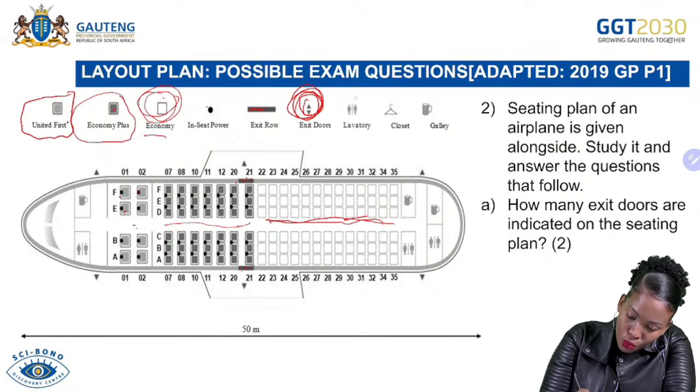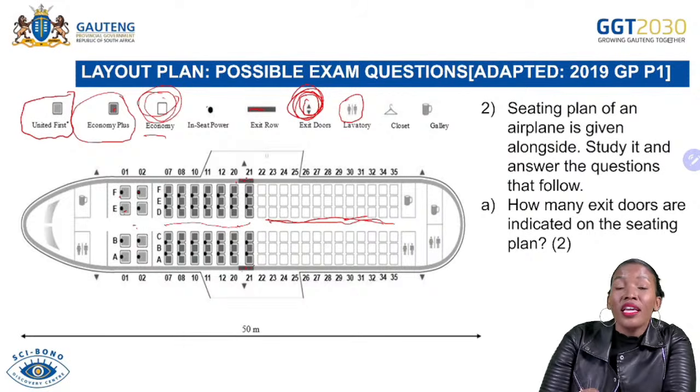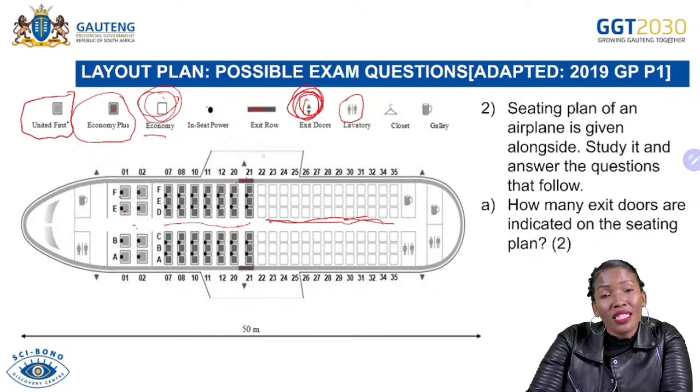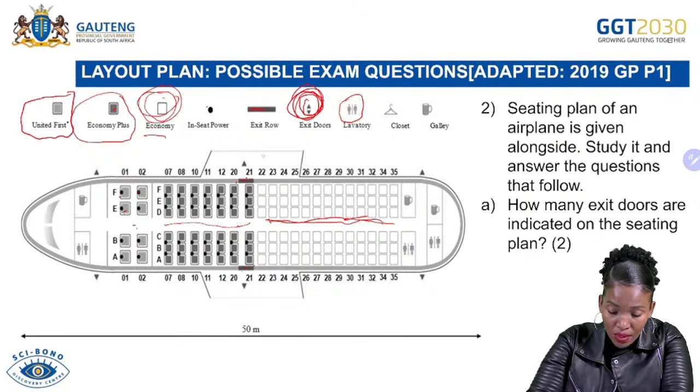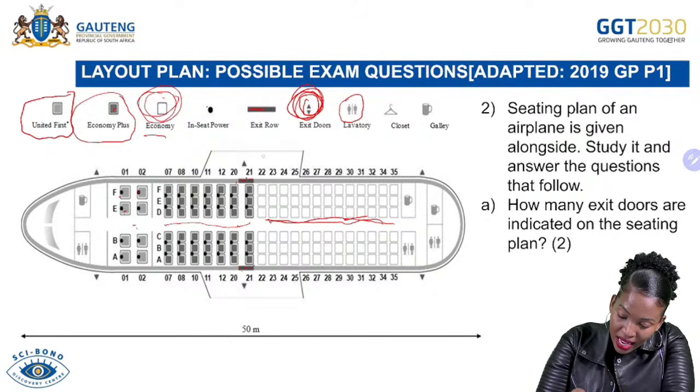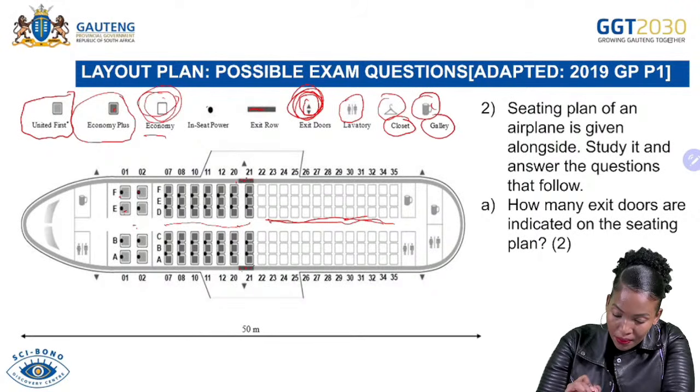And when you see two people standing like this, it is the lavatory. The lavatory means the bathrooms. And when you see the sign of a hanger, we know that it is the closet. And when you see a cup, it means it is the galley.